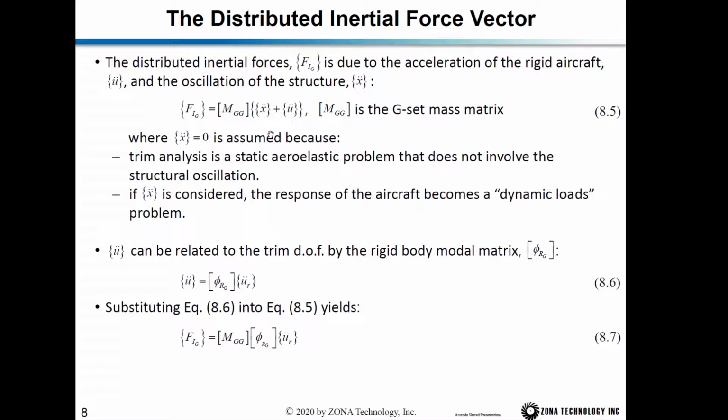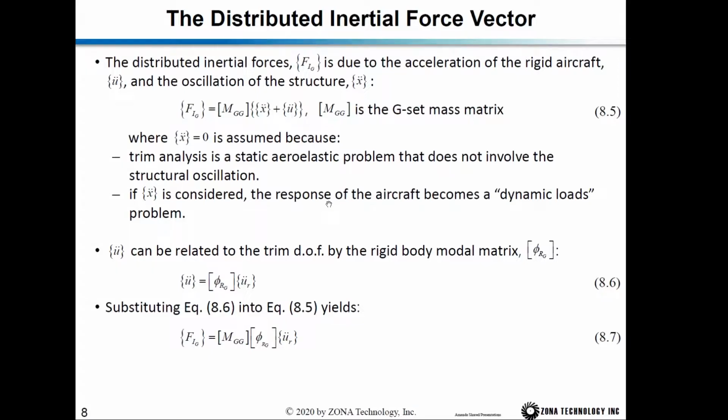The total distributed inertial force Fi is due to the acceleration of the rigid aircraft, u double dot, and the acceleration of the structure. If we have the MGG matrix multiplied by x double dot and u double dot, that will give us the distributed inertial forces. However, in the trim module, we assume x double dot to be 0 because the trim analysis is a static aeroelastic problem that does not involve structure oscillation. If x double dot is not 0, the response of the aircraft becomes a dynamic loads problem.